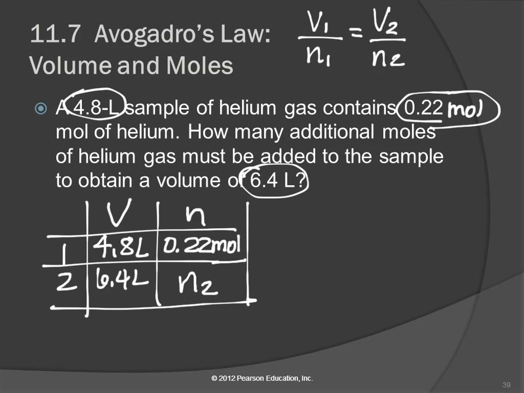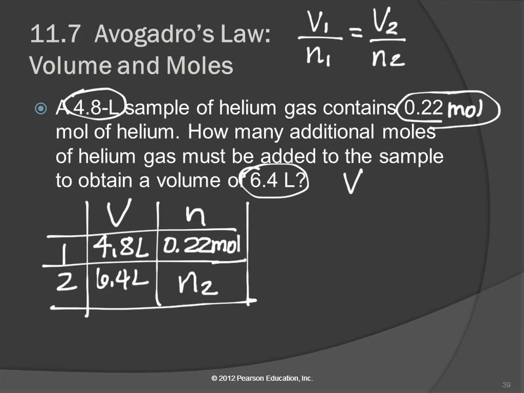Now, is that really what the question's asking us for? It's asking how many additional moles of helium gas must be added. So we've got 0.22 moles in there now, and we have to add some. What's this going to tell us? N2 is going to tell us the total number of moles of gas at that new volume, right? So if we knew this number and we knew how much we started with, we could figure out how much needed to be added, right? It's just going to take one little extra step at the end.